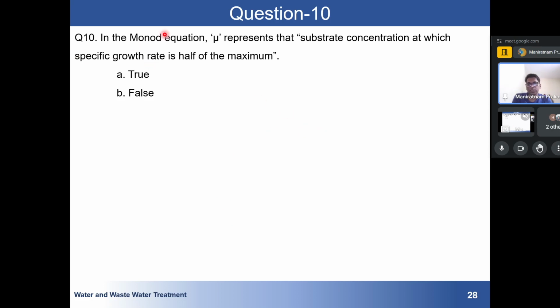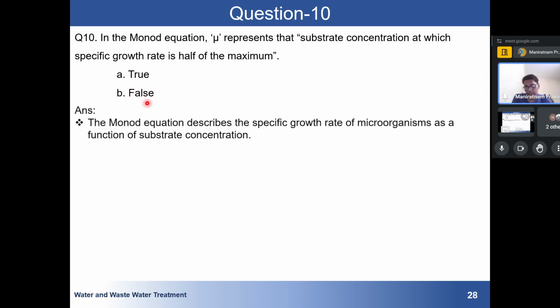So this is an interesting question. In a Monod equation, mu represents that substrate concentration at which the specific growth rate is half of maximum. Before answering this question, you should know what the Monod equation is and where it is used. Only then can you answer whether this option is correct or not. This Monod equation is used to describe the specific growth rate of microorganisms as a function of substrate concentration.